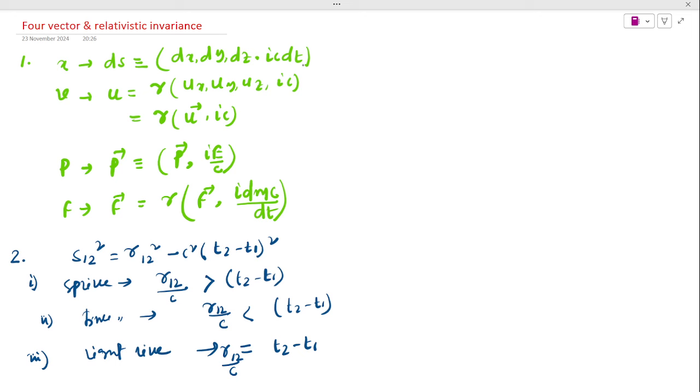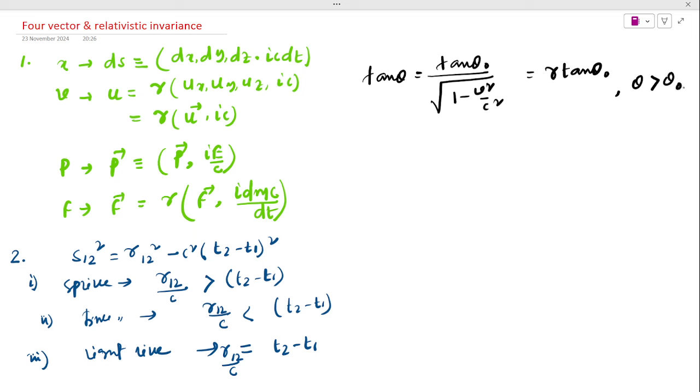Go ahead, our another topic, relativity of geometrical angle. Suppose one rod is in the x direction and it makes an angle θ, then we get tan θ equals tan θ₀ by root over 1 minus v²/c², which is basically γ tan θ₀, where the condition is γ is greater than γ₀.